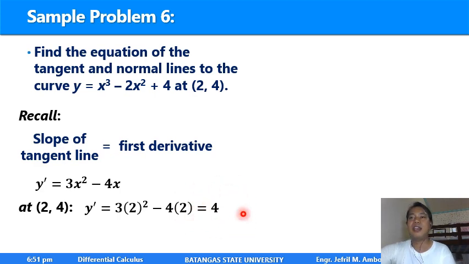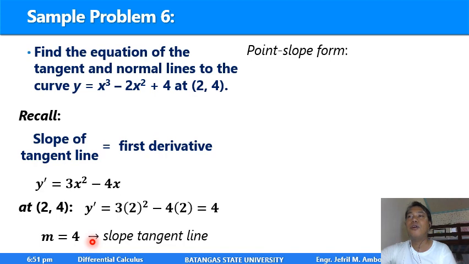No? Again, anong nire-represent ng 4 na ito? That 4 is the slope of the tangent line that we are looking for. Oh, it's a positive slope. That means it's sloping upwards to the right. Just like. Okay? Now, knowing the slope, can we now determine the equation of the tangent line? Yes, because we have a point. So if you remember, if you know a point and the slope, you can use the point slope form of the line. No?